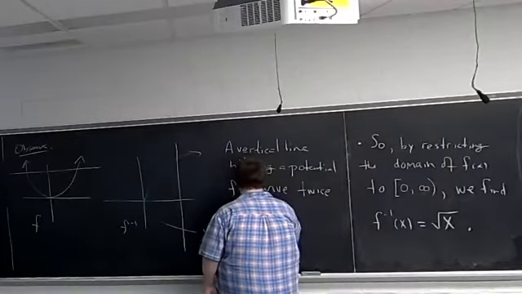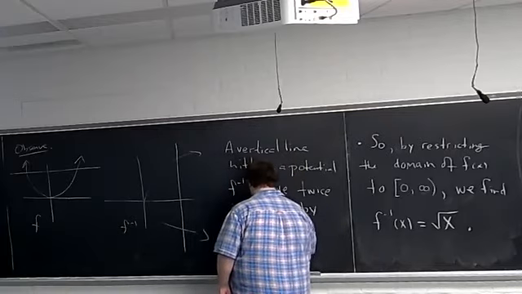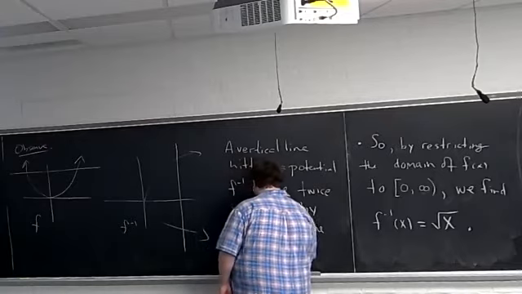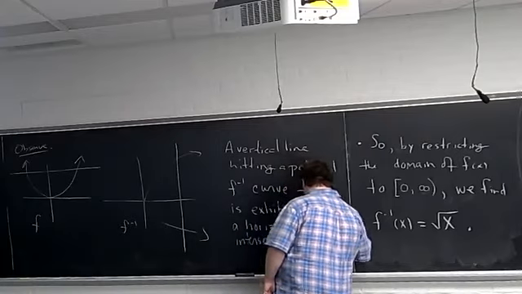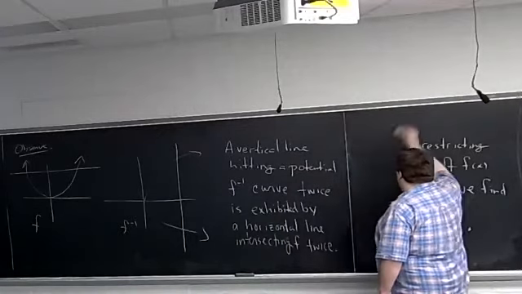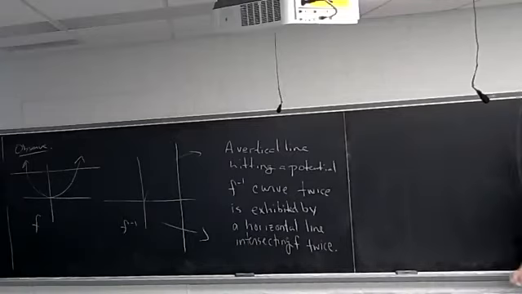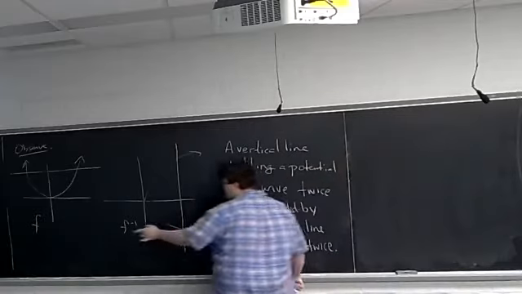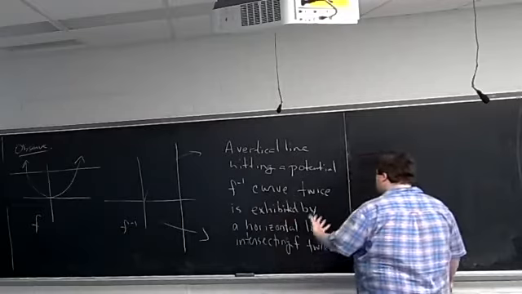is exhibited by a horizontal line intersecting f of x twice. A vertical line hitting the curve twice, meaning this isn't a function, we're going to have, when this potential F inverse curve isn't a function, a horizontal line intersecting the original function more than once.